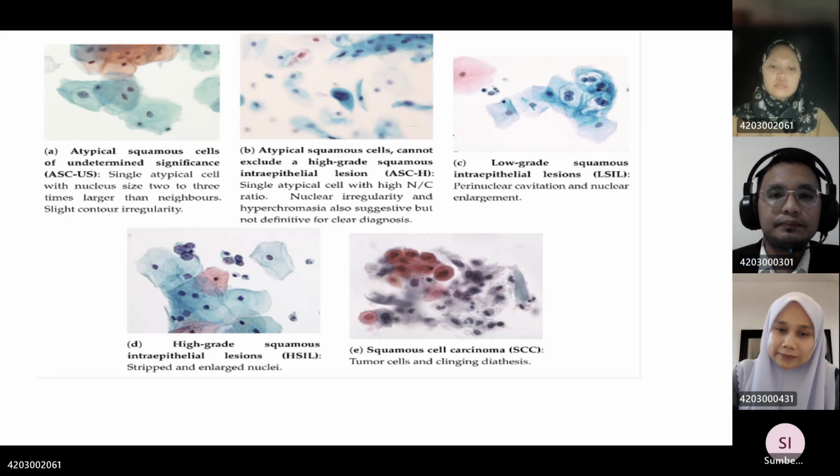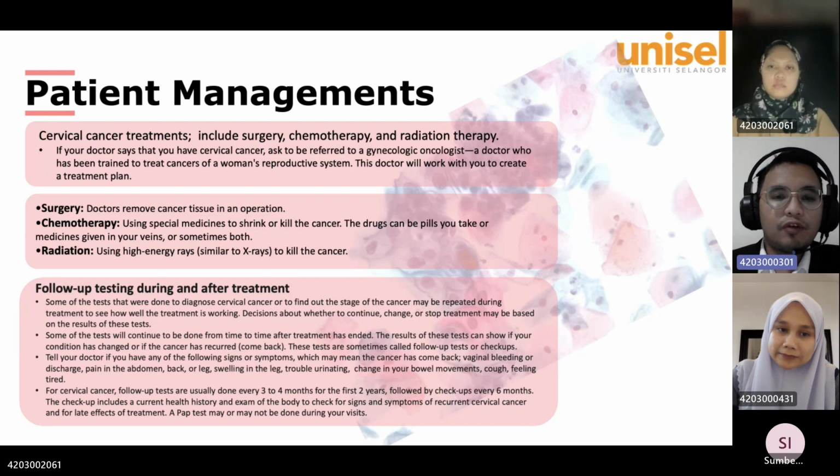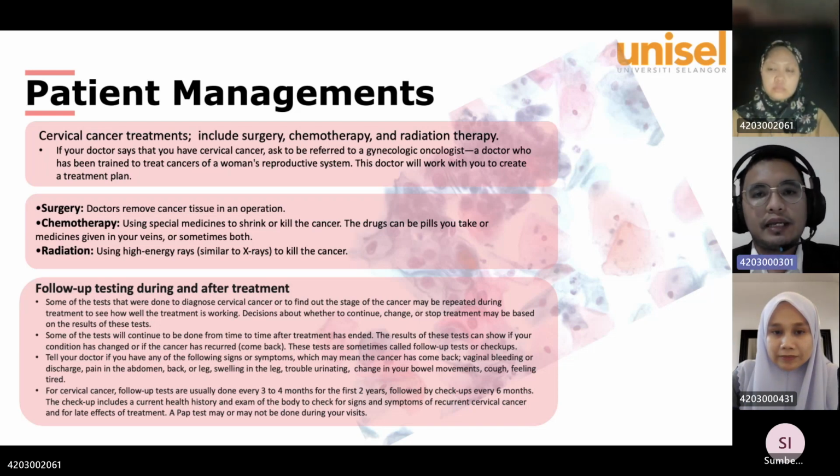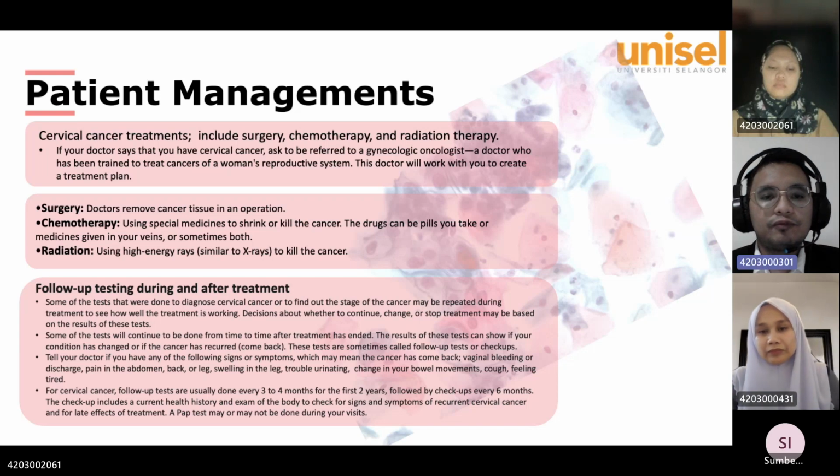Next slide. Okay, for the patient management for these cases, cervical cancer treatment includes surgery, chemotherapy, and radiation therapy. If your doctor says that you have cervical cancer, you can ask to be referred to a gynecology oncology specialist for the further treatment plan.